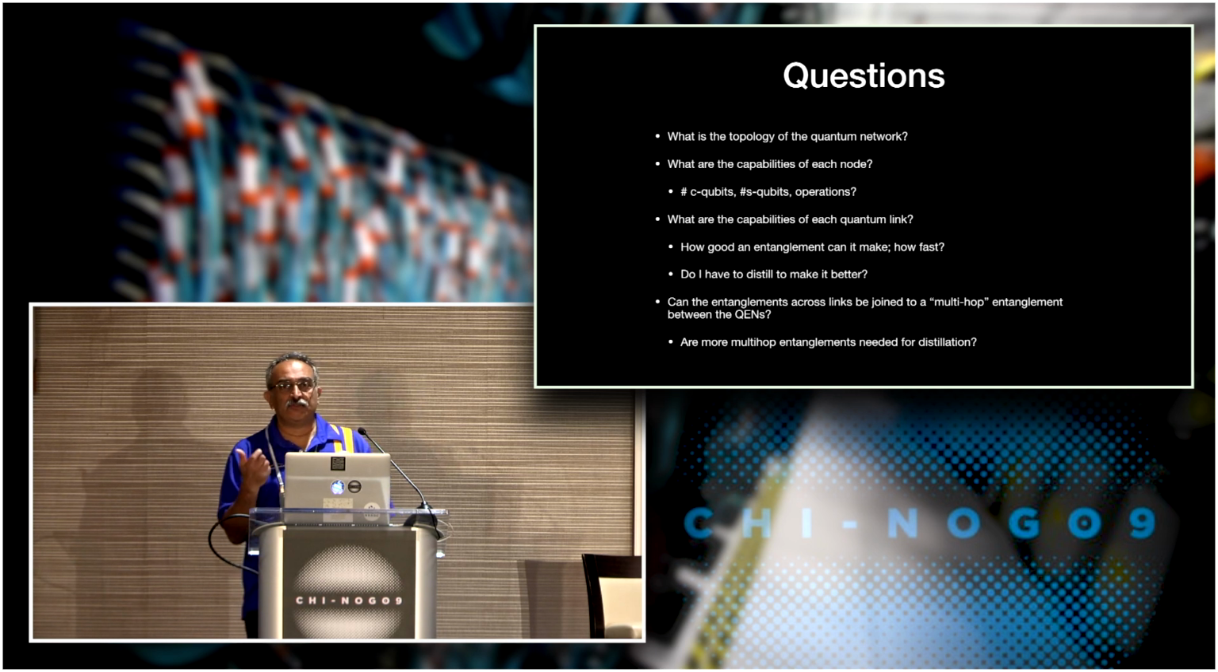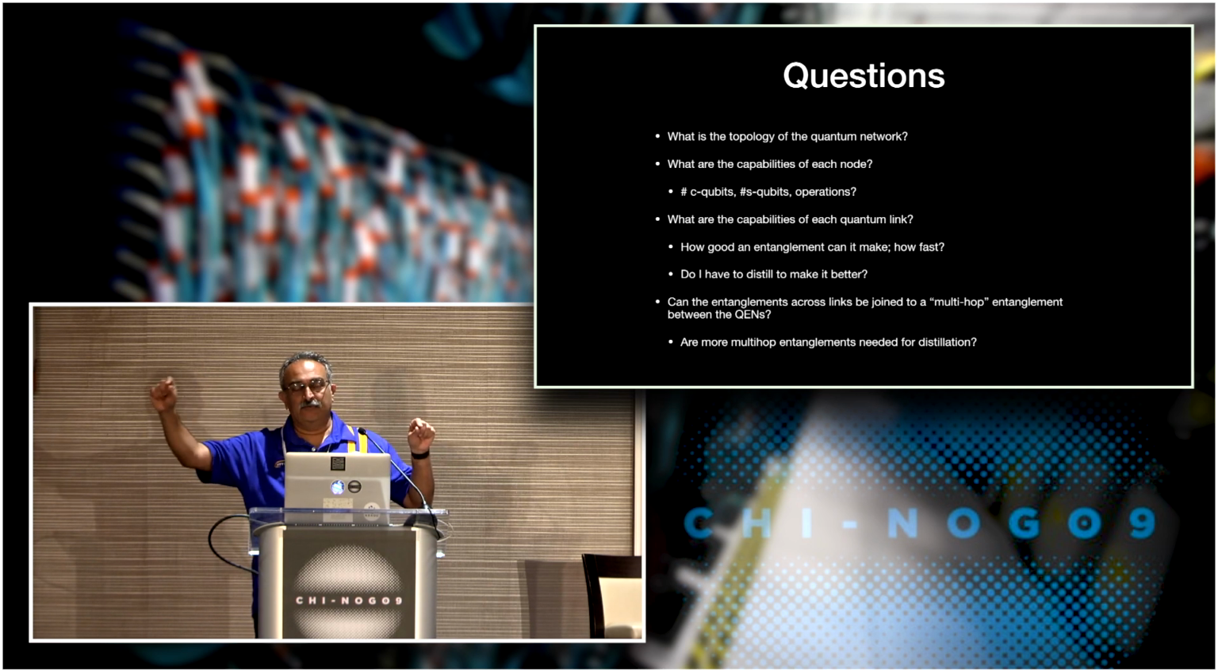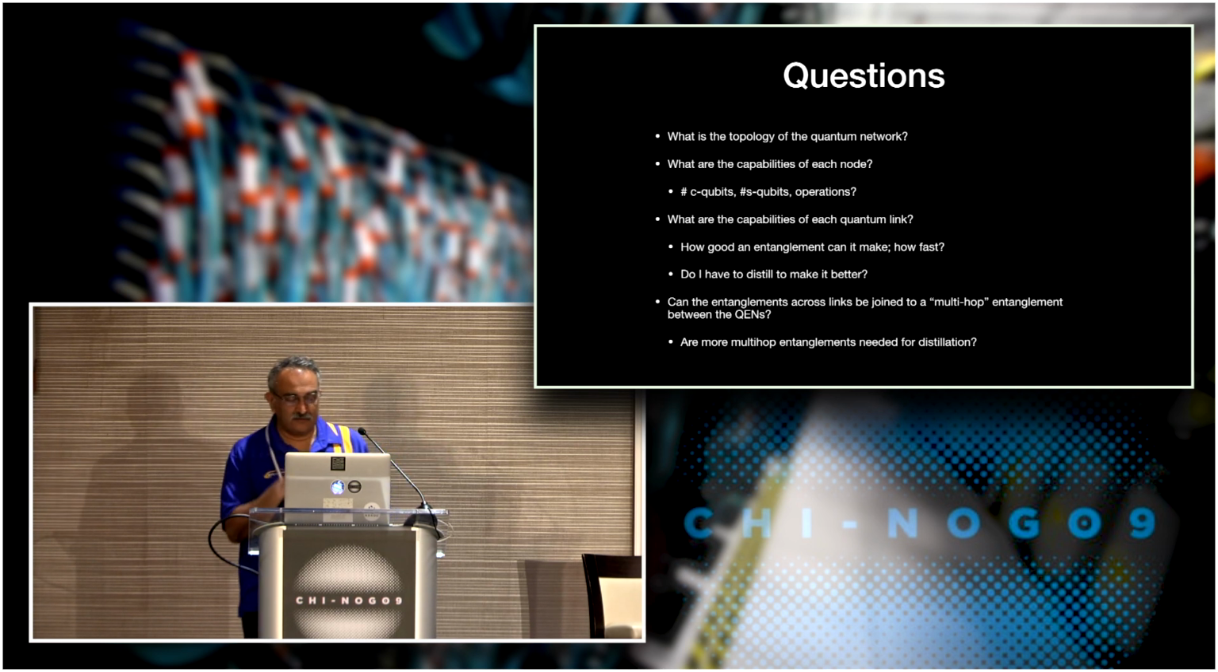And then there's this notion of distillation, where you take, maybe you create 2 entanglements between A and X, and then you create a better entanglement that might last longer or have higher fidelity. And then you take the entanglement between A and X and Y, and then create an entanglement from A to Y, and then A to Z, and then A to B, if you remember the diagram from before.